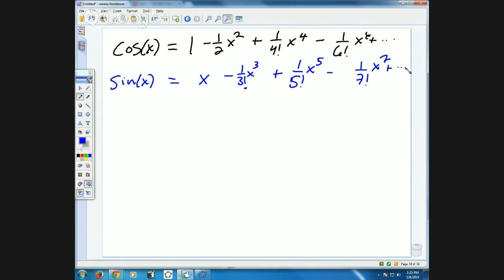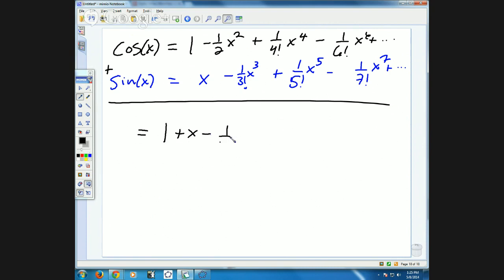All right, so now we're going to try and add these two and see what happens. This is going to give me 1 plus x, minus 1/2 x squared, minus 1 over 3 factorial x cubed, plus 1 over 4 factorial x to the 4th, plus 1 over 5 factorial x to the 5th, minus... okay, let's pause there. We got a lot of terms.